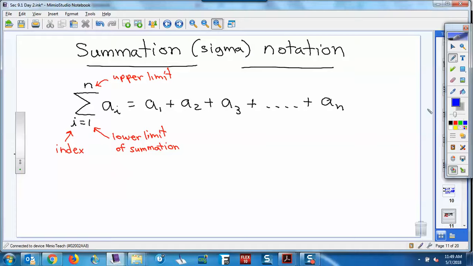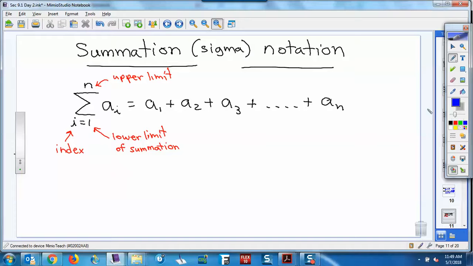So we call that summation notation or sigma notation. Just think S for sum. When you think of sigma, think sum. Okay? And we've got several different things we put in that notation. At the bottom, now usually we use I.